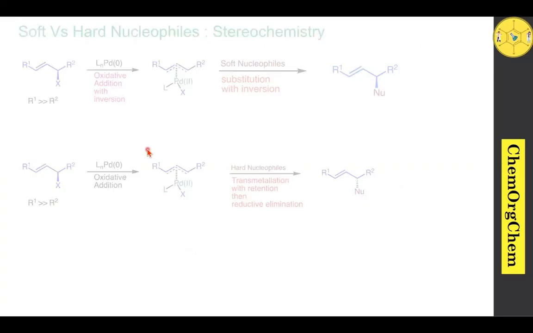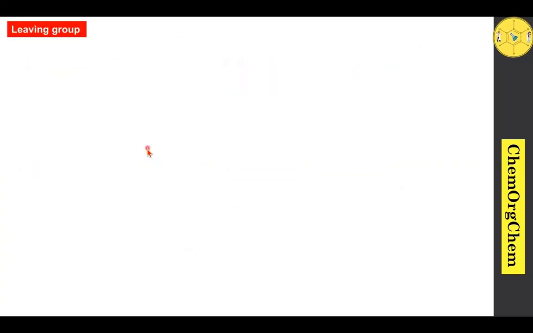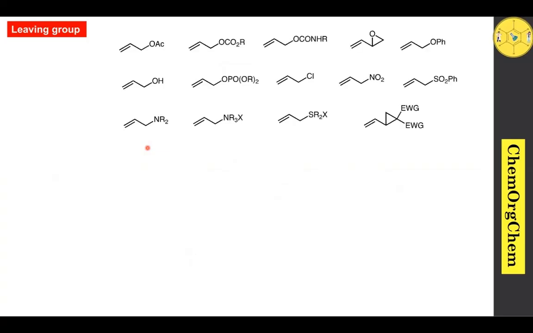Next, moving on, we are going to see the leaving groups involved in the Tsuji-Trost allylation reaction. We have already discussed that a lot of leaving groups can be useful for this reaction. Here you see some of the examples, such as allylic acetate, allylic carbonate, allylic carbamate, allylic phosphate, allylic alcohol, allylic chloride, and so on. Most importantly, we can use vinyl epoxide and vinyl cyclopropane for this reaction.